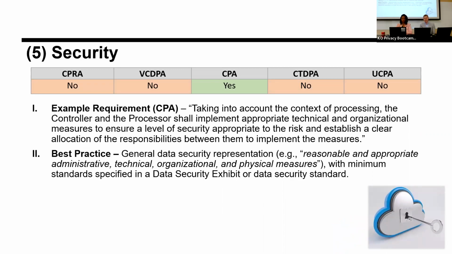Security. Again, it's an interesting one because you have to layer in about 25 to 30 states right now that have data security requirements, and those are outside of the laws that we've been talking about. These laws bring those in, so they have to be part of this contract. So largely what you will see is some type of general representation that you use reasonable and appropriate administrative, technical, organizational and physical measures generally to protect data, and protect the confidentiality, integrity and availability.